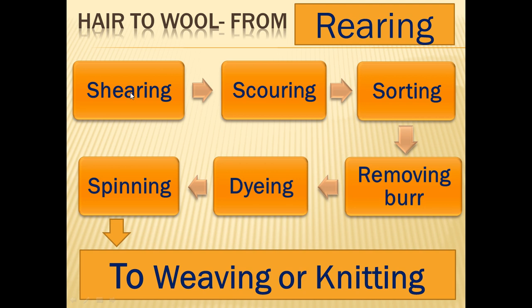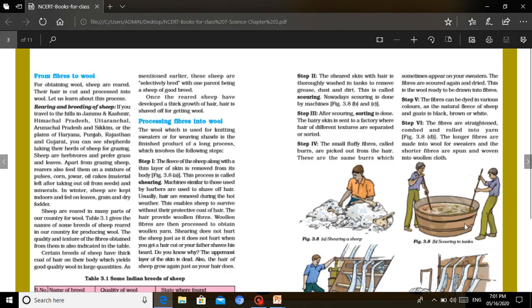Later on, after the whole fiber is separated from the body, it is allowed to be cleaned because it has a lot of oily substances, waxes, dirt. So all these things have to be removed by a certain process, and that process is called scouring. My dear students, you can observe in this tank, the sheared skin with the hair is thoroughly washed to remove grease, dirt and dust. So this is called scouring. Nowadays scouring is also done by machine.